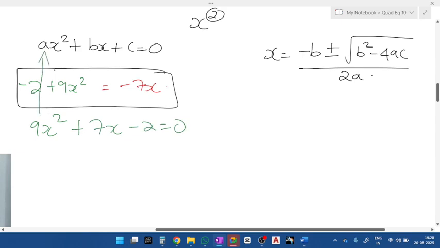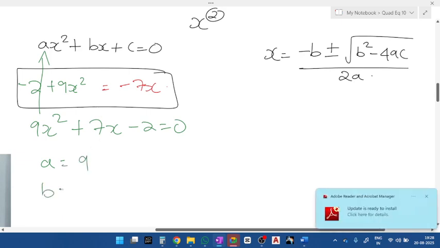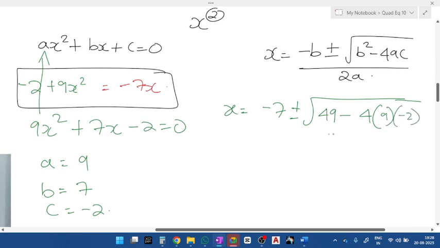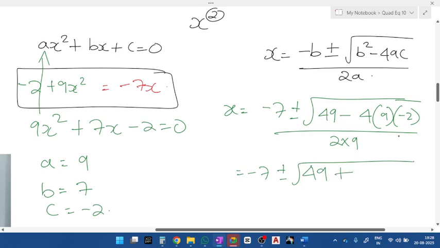Compare the values. What is a in this? 9. What is b? Yes, take it with the positive sign. If it is minus, take minus. B is equal to 7. C, minus 2 or plus 2? It is minus 2. X is equal to minus 7 plus minus square root of b square. How much is b square, students? 7 7s are 49. Minus 4 into 9 into minus 2, divided by 2 into 9. Minus 7 plus minus. Calculate this, all of you. Minus into minus is plus. Calculate 4 into 9 into 2.